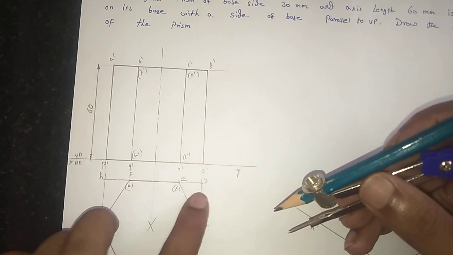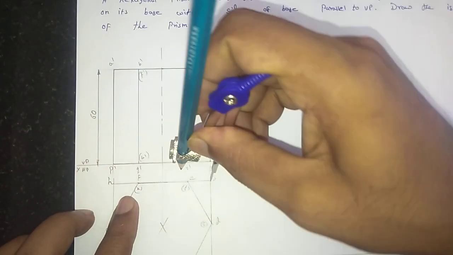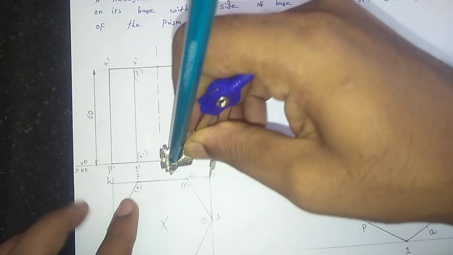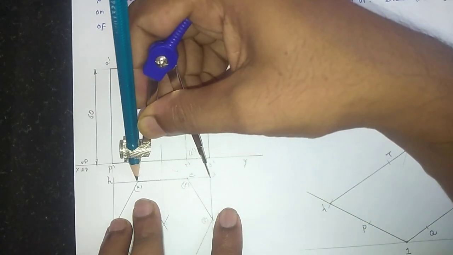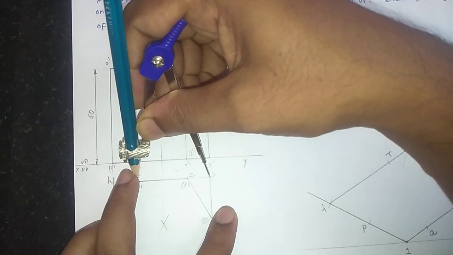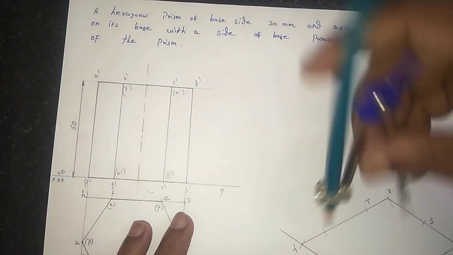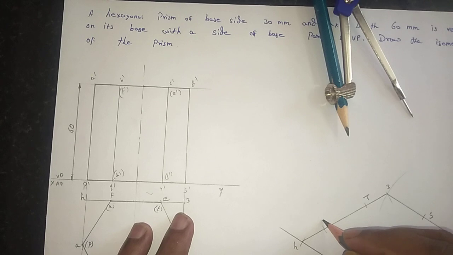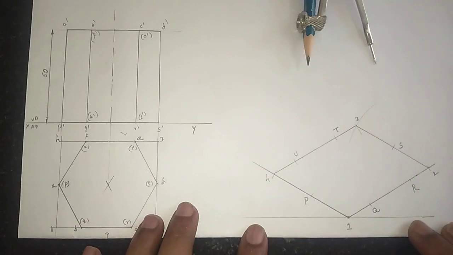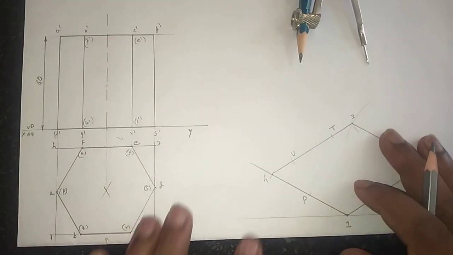U is located on the line 3 and 4. Measure the distance 3 and U. U is located 3 and 4. Place the compass at point 3 and mark the point U. So now we get all the points on the base points of the hexagonal prism.